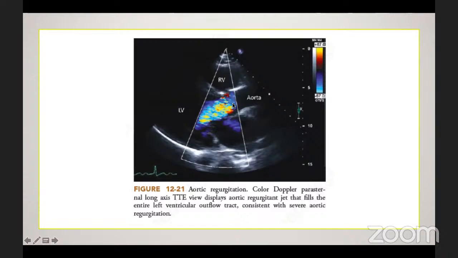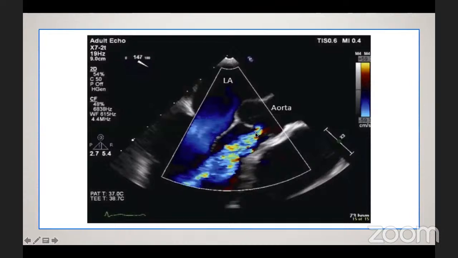This is the level of the aortic valve in here, and this is the LVOT. And you can notice this is occupying more than 70 or 80% of the LVOT. So this is a severe aortic regurgitation. This is another view of aortic regurg going back. This is a transesophageal echo, a long axis view of transesophageal echo.